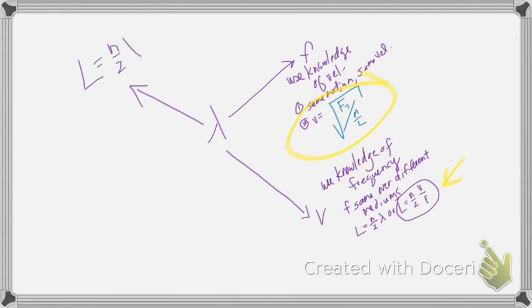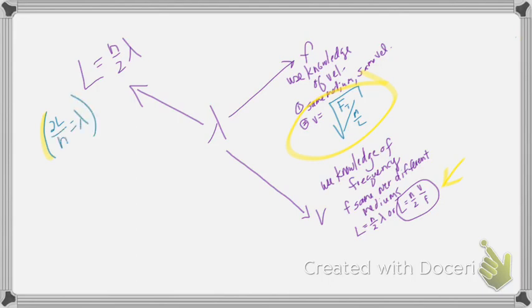Okay, and that is that the length of the string is equal to the number of harmonics divided by 2 times your wavelength. And as an aside, if I were to rearrange that, wavelength then is 2L over the harmonic.